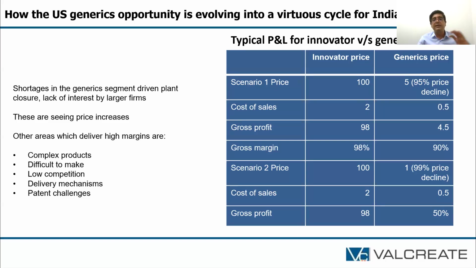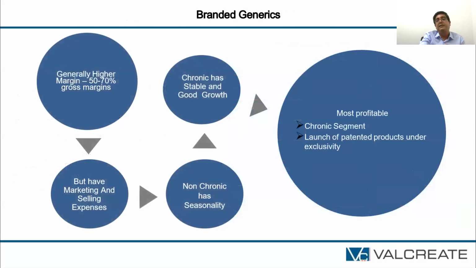And if you look at some of the other areas, like I mentioned, complex products, difficult to make, low competition, and patent challenges, there the price decline is not even 90%. It is probably 70, 60%, or even lesser. In that case, the Indian companies are making almost everything going to the bottom line. So that's the advantage that Indian companies get when they launch generics in the US. It's a very attractive market for them.